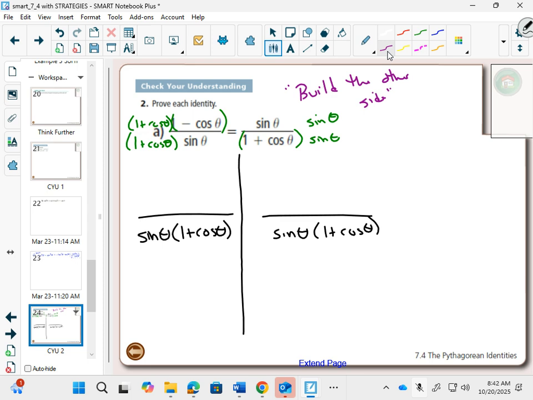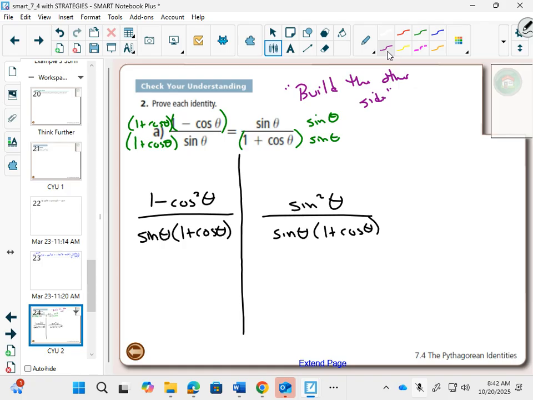So the build the other side strategy says if you have a fraction equal to a fraction, you've done all the other strategies, and they're not the same, make something the same. And in this case, I'm making my denominators the same. Now what's cool is that introduces sine squared on the top here, and on the top over here, 1 plus cos theta, 1 minus cos theta, that's a factored difference of squares. You can distribute everything, but because it's a difference of squares, you can right away go to 1 minus cos squared theta.